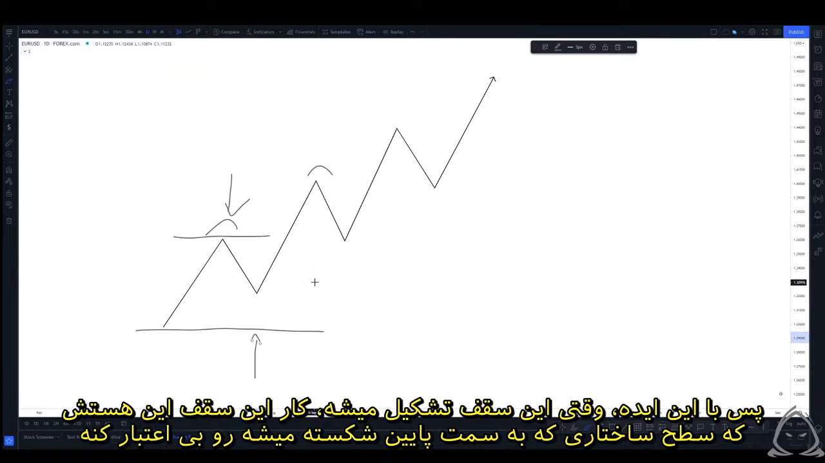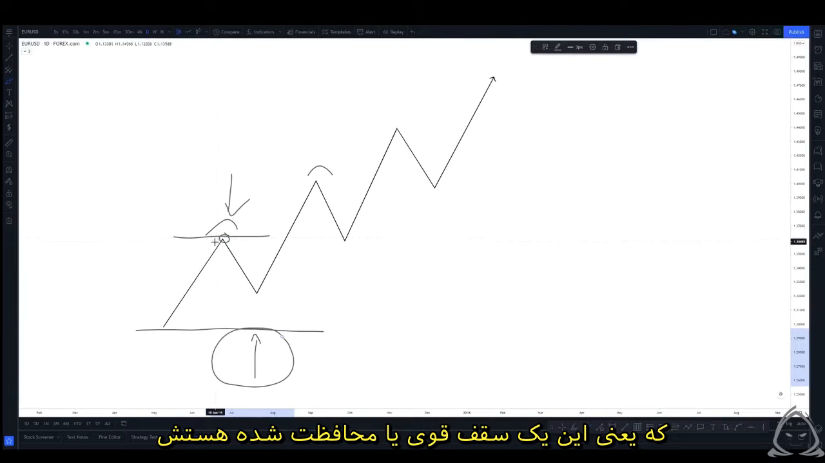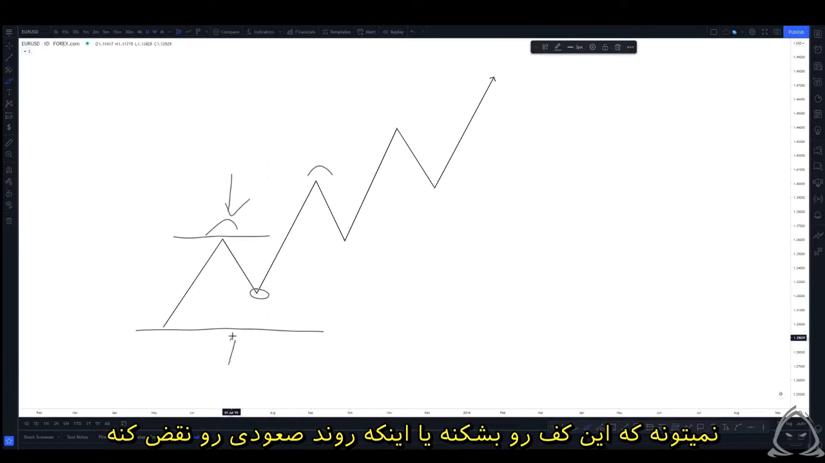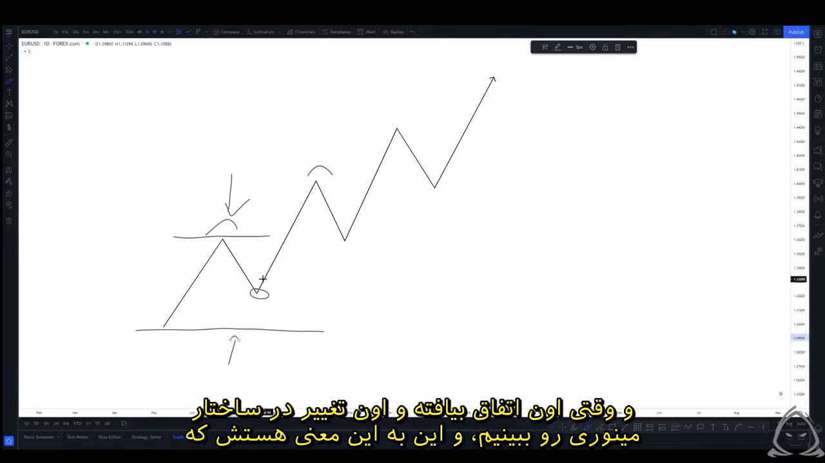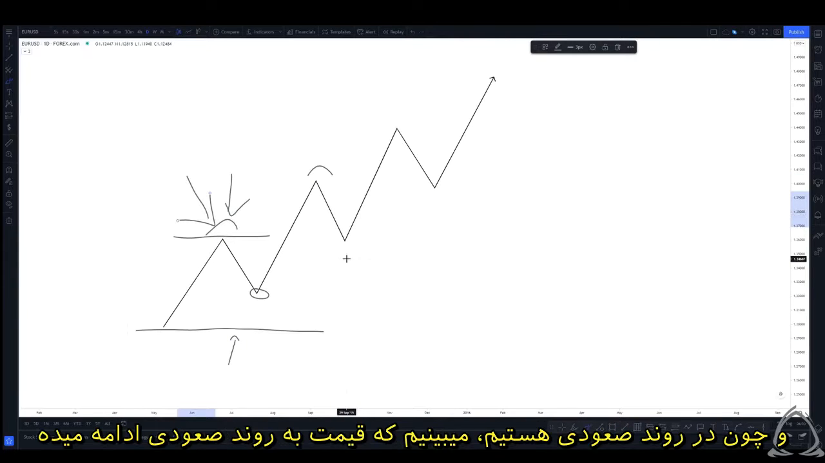So with that idea in mind, when this high is created, the job of this high is to invalidate the structural level, breaking to the downside, which would then mean that this would be a strong or protected high. But if we are to remain bullish, price will correct. It will fail to break this low or fail to invalidate the bull trend. And once that happens and we start to see that shift, that creation of minor structure, what that implies is that this low becomes protected and this high becomes targeted.